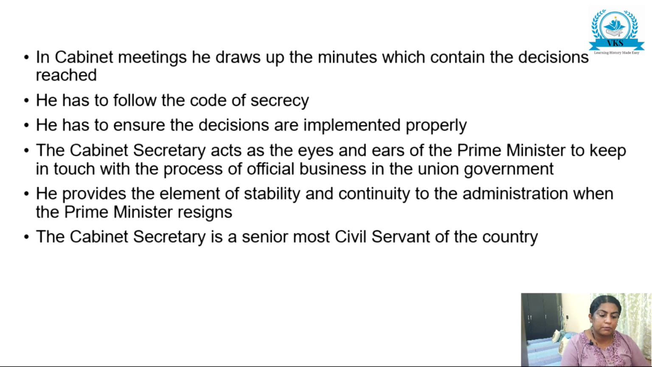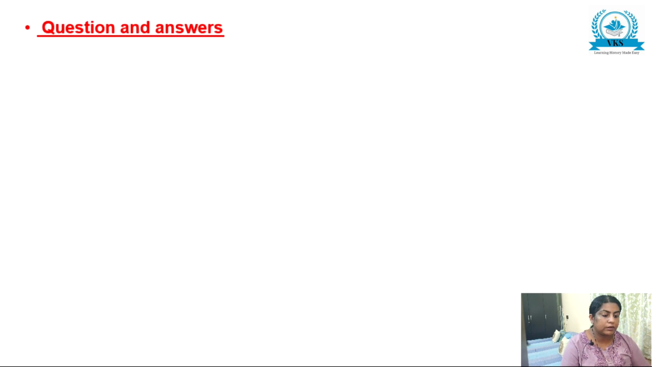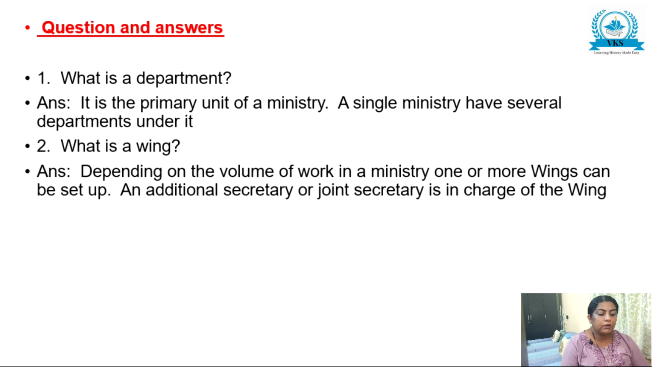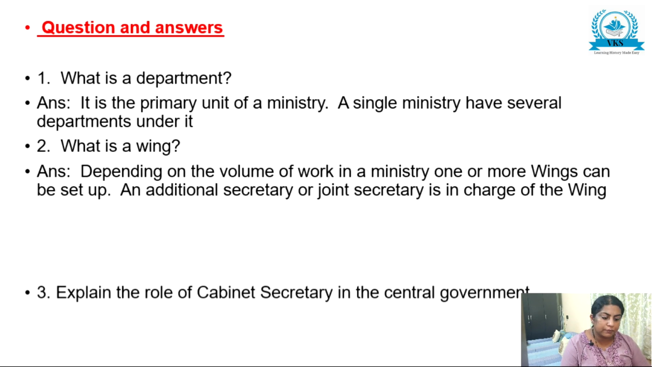Now let us see some important question answers from this part. What is a department? It is a primary unit of a ministry. A single ministry has several departments under it. What is a wing? Depending on the volume of work in the ministry, one or more wings can be set up. An additional secretary or joint secretary is in charge of the wing.